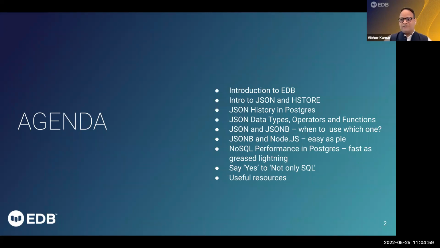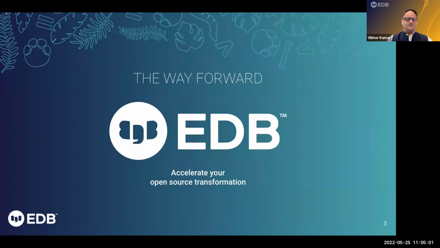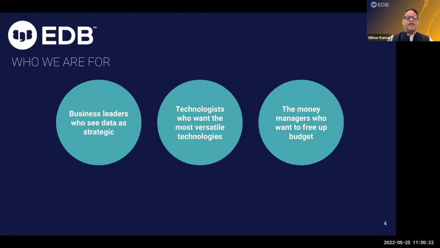So let's start with EDB, right? Who we are and what we do. EDB is a company that believes in accelerating the open source transformation. We help our customers and prospects who are really looking at adopting open source technology. They're thinking about replacing their existing databases with an open source database, especially PostgreSQL, right?